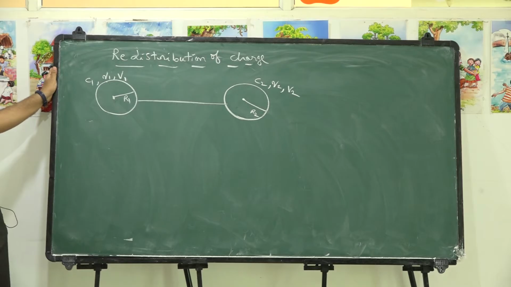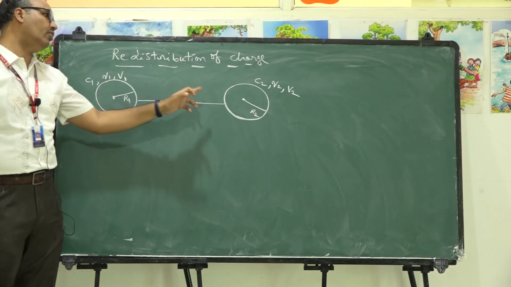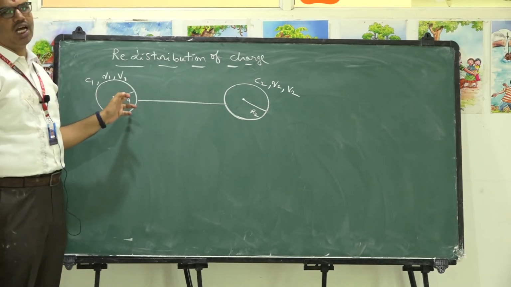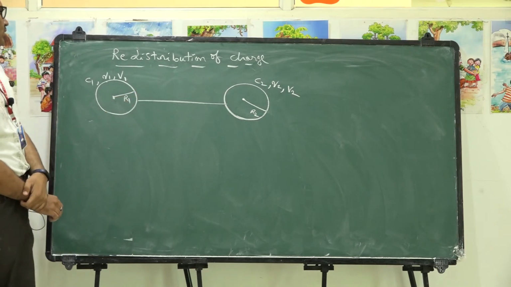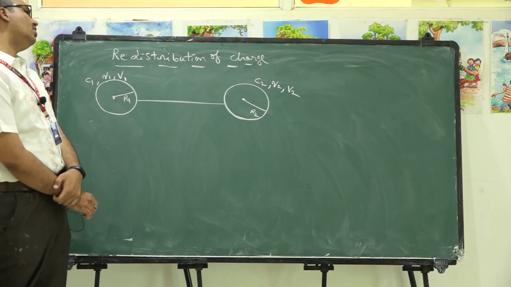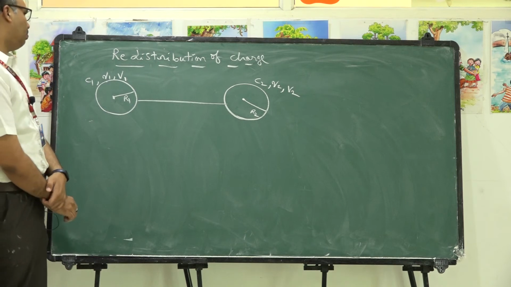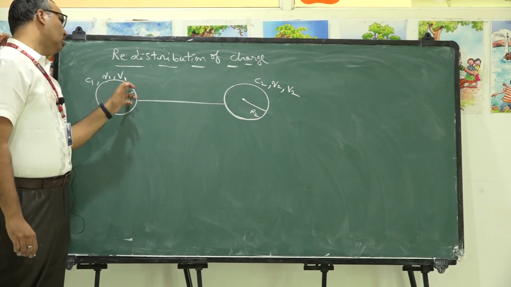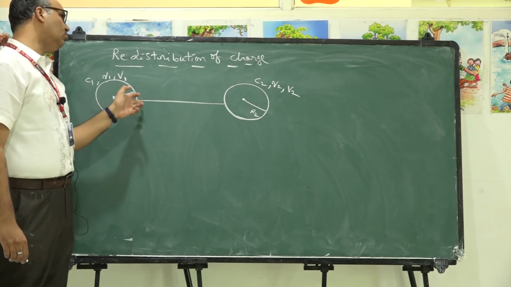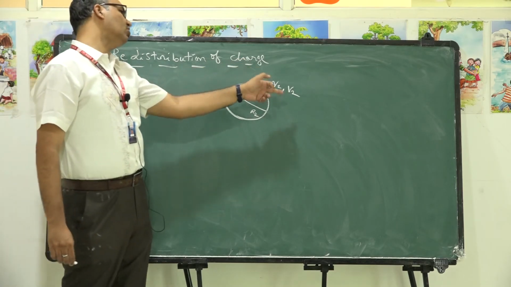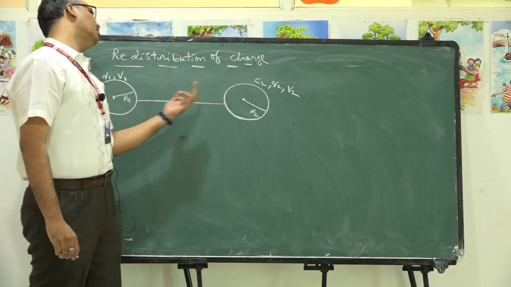Whenever we connect a wire from one potential point to another potential, transfer of charge always takes place. Charge moves from the high potential region to the low potential region. Suppose V1 is the high potential, then charge will go from the first sphere to the second sphere. If V2 is the high potential, then charge will come from the second sphere to the first sphere.